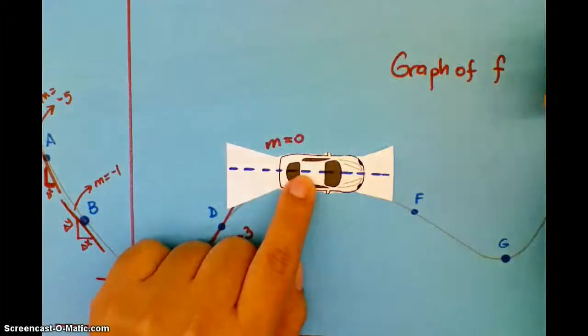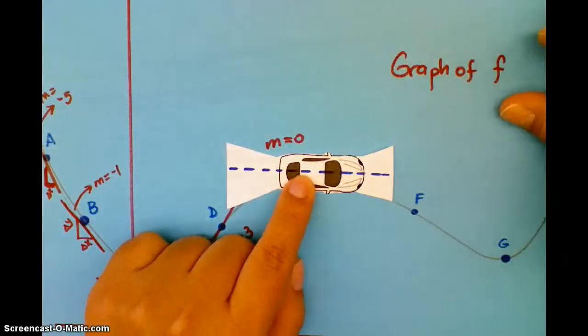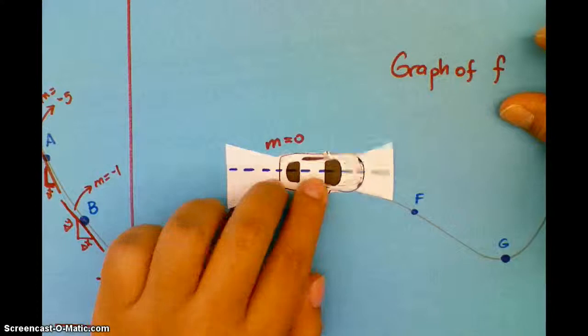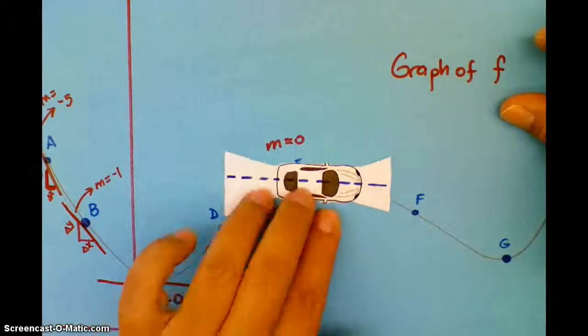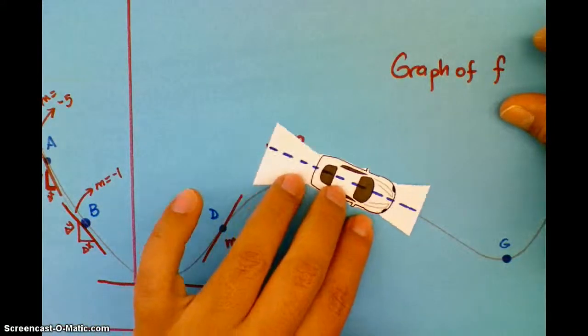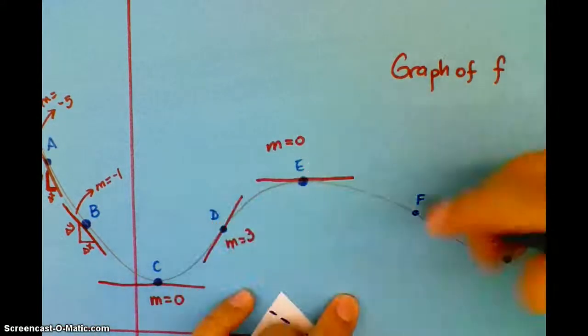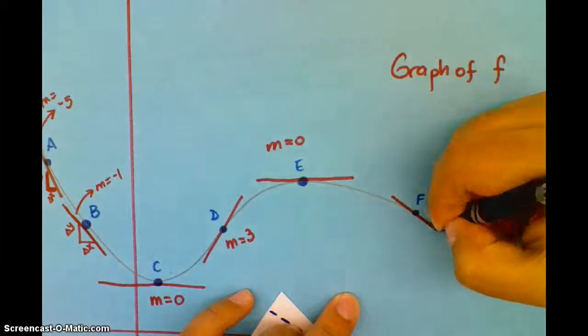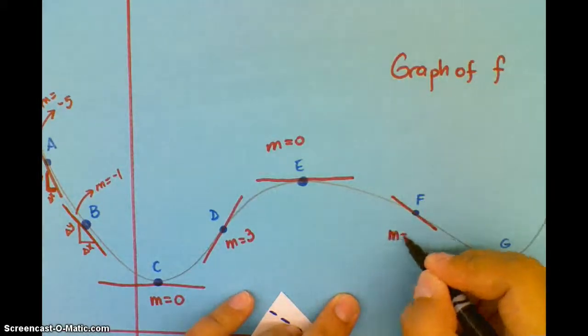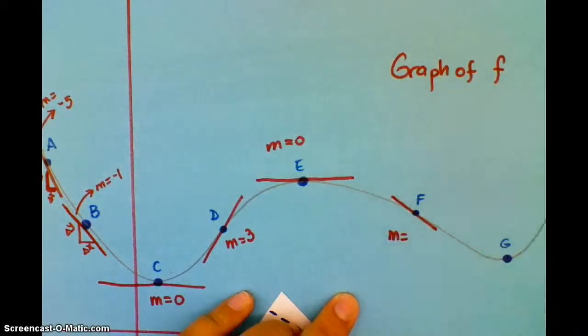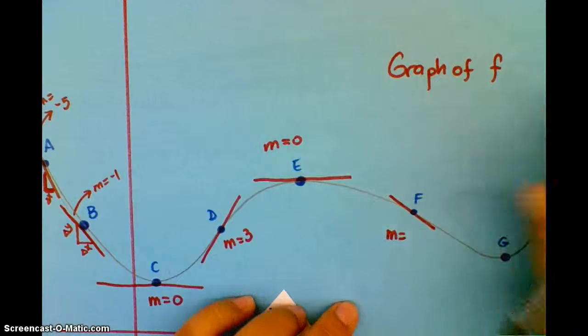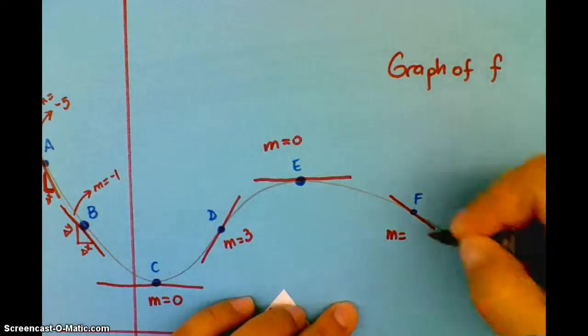So now the slope of this tangent line is again 0. Now what's going to happen between E and F? The car follows this way, and then the tangent line is going to look like this here. Let's estimate it. First of all, is it going to be positive or negative? And you're absolutely right, it's going to be negative again.